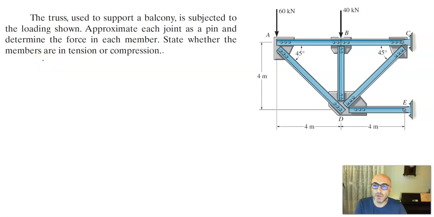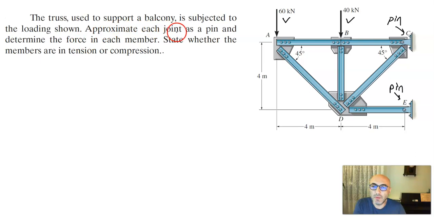The truss used to support a balcony is subjected to the loading shown. So we have a truss here, used to support a balcony, subjected to the loading shown. At point A we have 60 kilonewton, at point B we have 40 kilonewton, and there is a pin support here and another pin support there, and the whole truss is acting essentially like a cantilever.